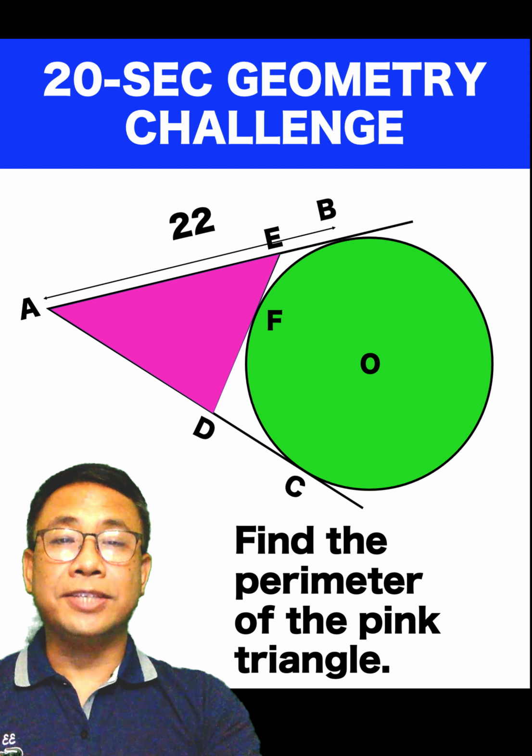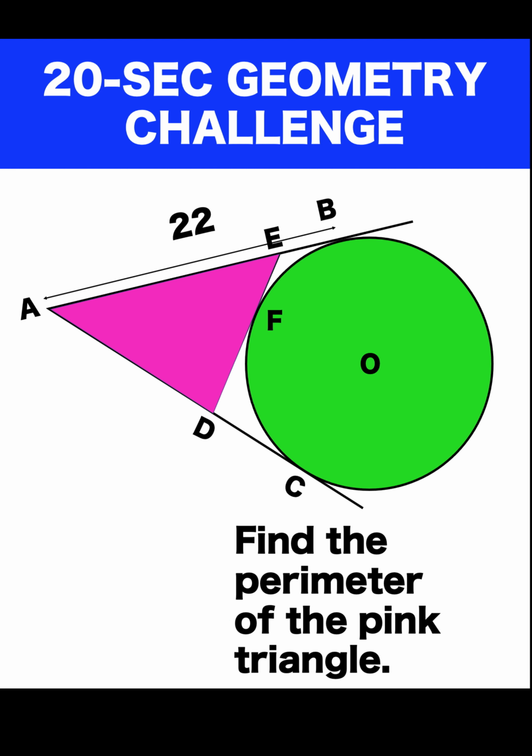If it is given that the length of segment AB is 22 units, we would like to find the perimeter of the pink triangle. You can pause the video and see if you can solve this math problem.